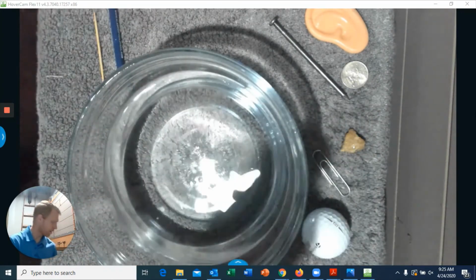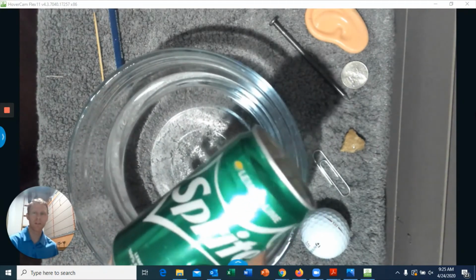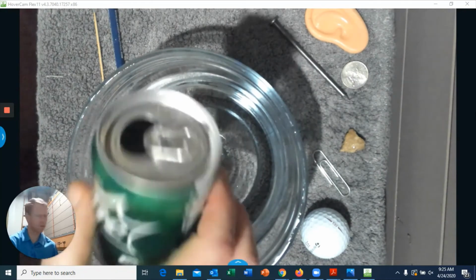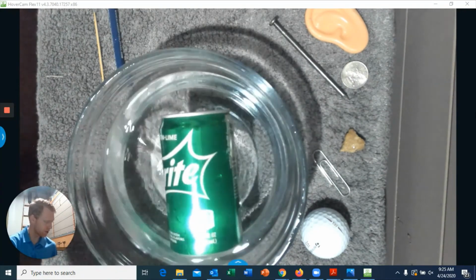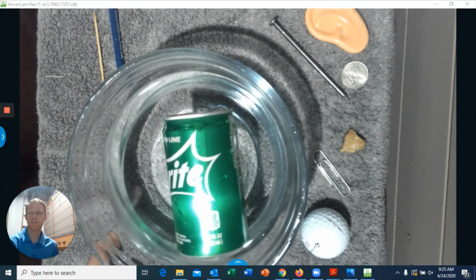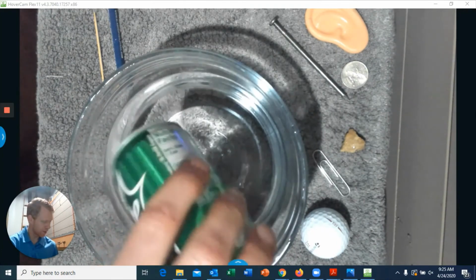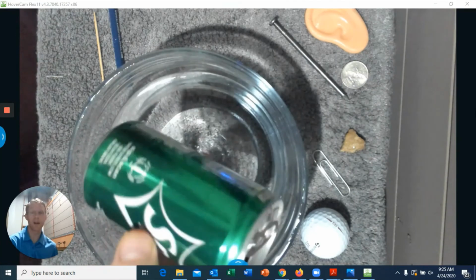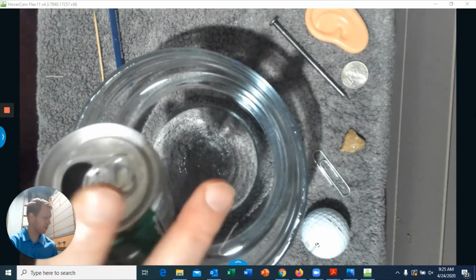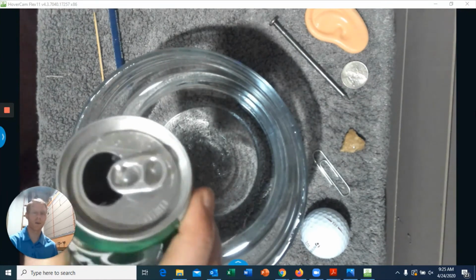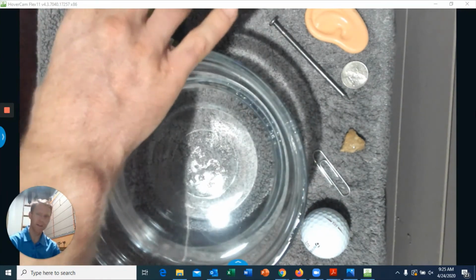Now what about the can? It's metal. All of our other metal objects have sunk. So what do you think about this one? Is it going to sink or float? Because the can has very little mass and all of the air inside of it is less dense than the water, that's actually going to stay on our floating side.